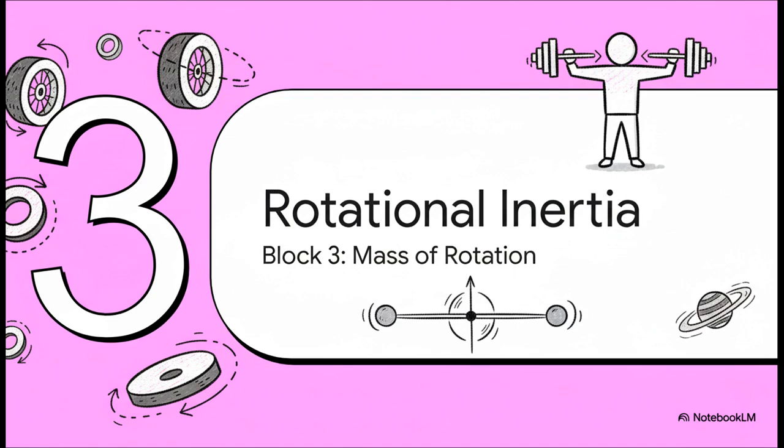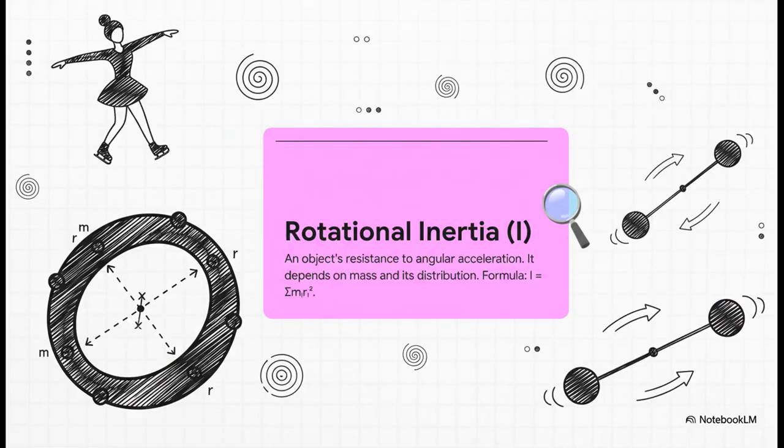We know that mass is an object's resistance to being pushed. It's stubbornness, right? So what's the rotational version of that? What's an object's resistance to being spun? That property is called rotational inertia, and we use a capital I.